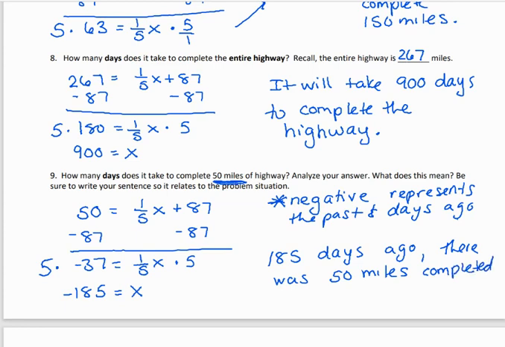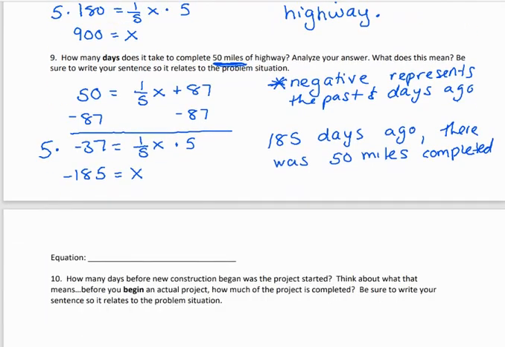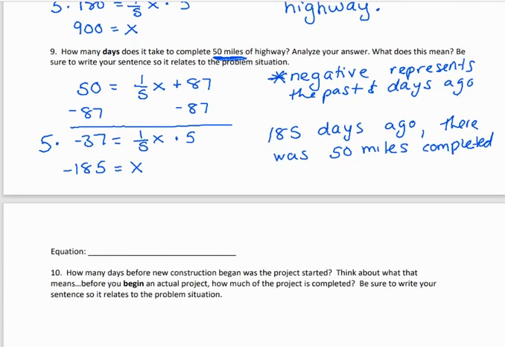So yes, when I do my chart in my data, will I put x as negative 185? But in terms of understanding the context, we don't want to say negative 185 days. A negative time means in the past. Okay, so it means the past tense. Does that make sense? Cool. Any questions?